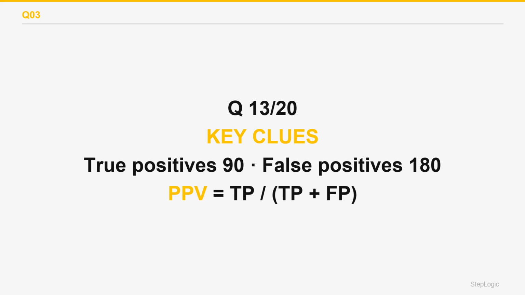True positives are 90, the diseased people correctly flagged. False positives are 180, the healthy people incorrectly flagged. So PPV equals 90 divided by 90 plus 180, which is 90 over 270, which is 1/3, 33%.